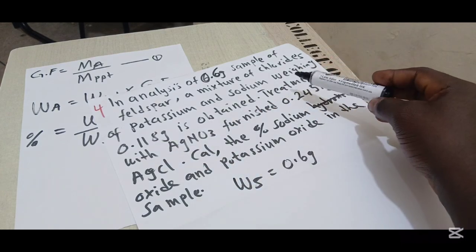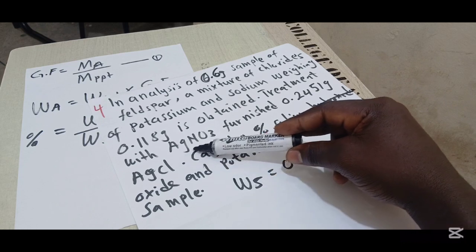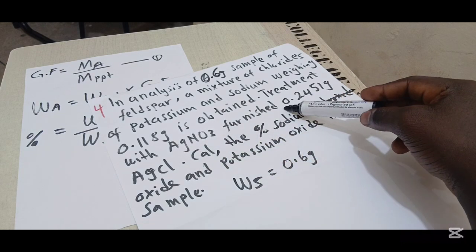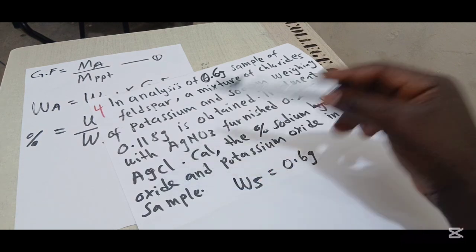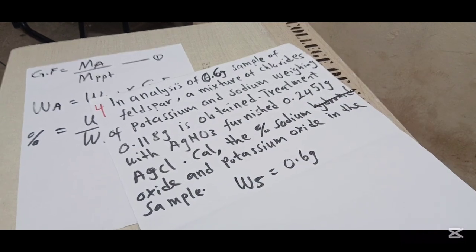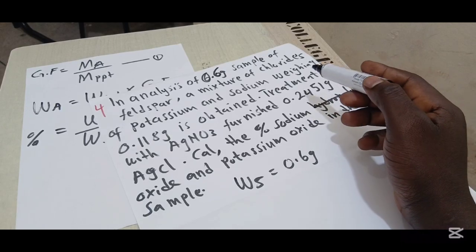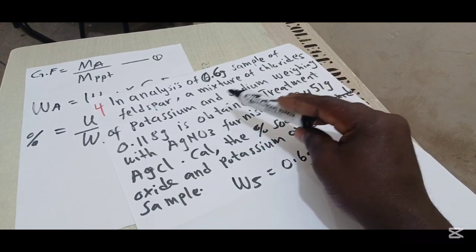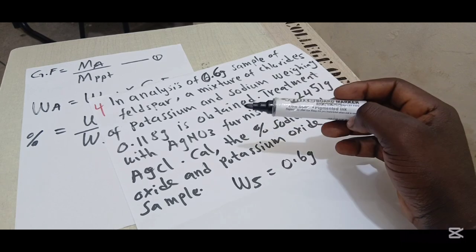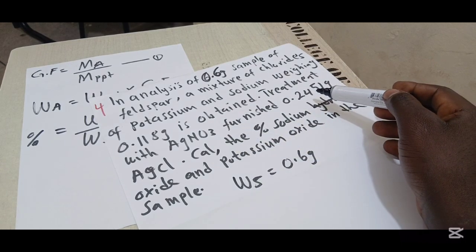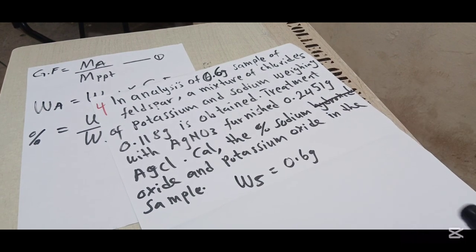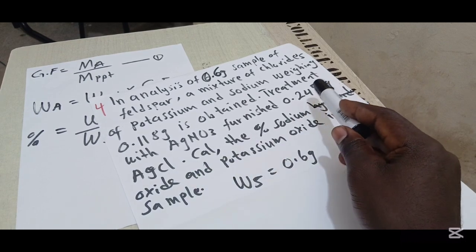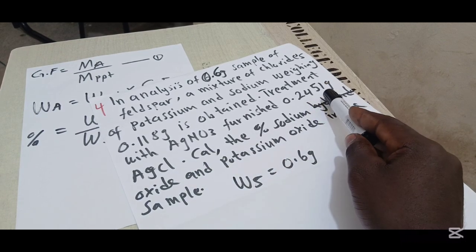Let's look at another hint here. Treatment with AgNO3 furnished 0.2451 grams of AgCl. So after we treat the potassium chloride and sodium chloride with silver nitrate, they form silver chloride again, and that gives us a mass of 0.2451.